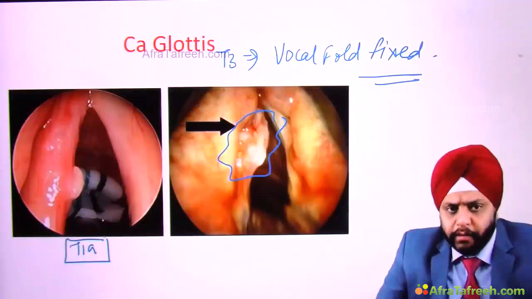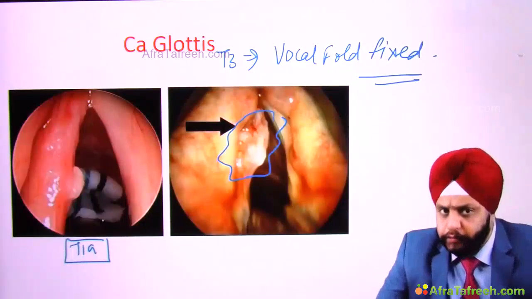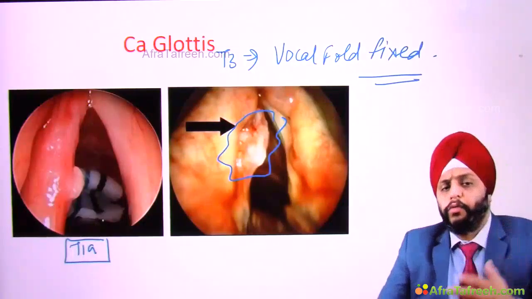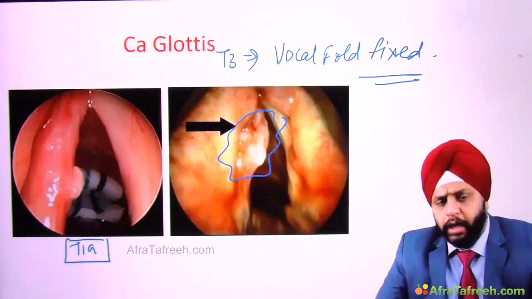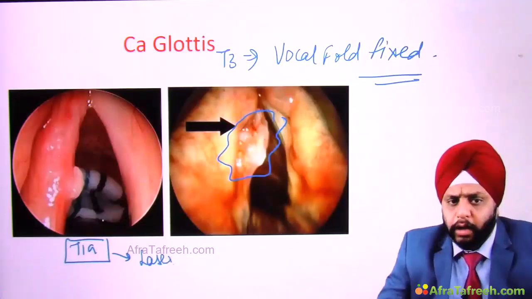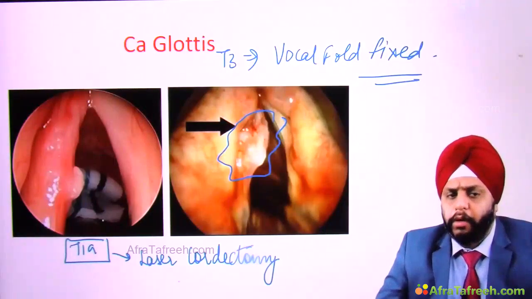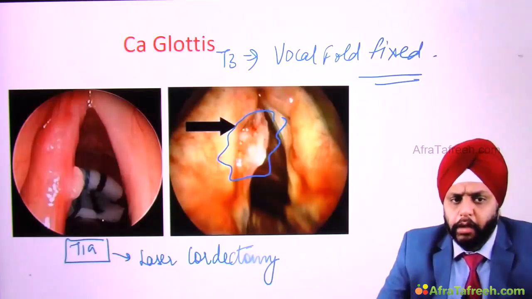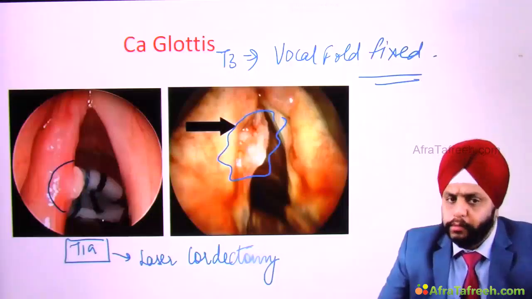Okay, we can understand now it's a small lesion on one vocal fold. So this is a T1A lesion, right? Now what will you do for this? There is one more treatment. One is radiotherapy. Okay, the other treatment which is possible for this patient is laser cordectomy. Okay, so in laser cordectomy, we will cut and remove this much part of the vocal fold along with the malignancy, and the patient is cured.